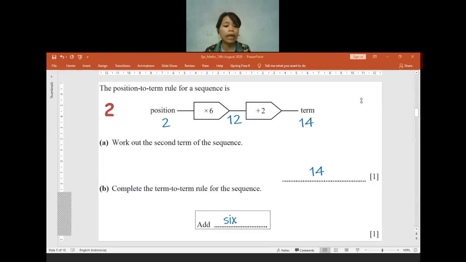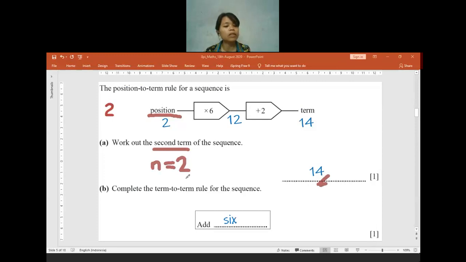For question 2A, work out the second term. If it's the second term, it means n will be equal to 2, or the position number will be equal to 2. So in the position here, we can replace it with the number 2. 2 times 6, the result will be 12. And then 12 plus 2, the result will be 14. That's why for the second term, the answer will be 14.